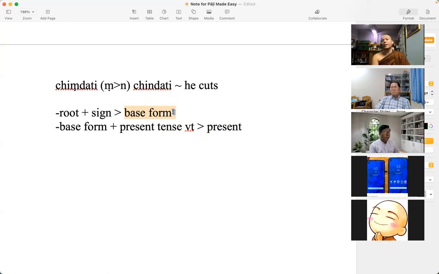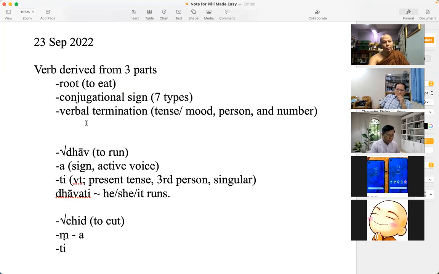So if we add present tense, we have the present verb. If we add past tense, we have the past verb. If we add future tense, we have the future verb. The same way, if we add imperative mood, we have the imperative mood verb. So the base form is never changed. We don't need to change it again. Okay, so now we already know that.